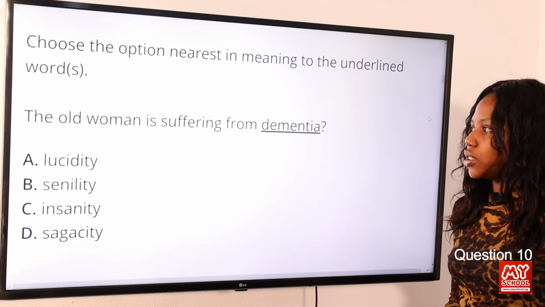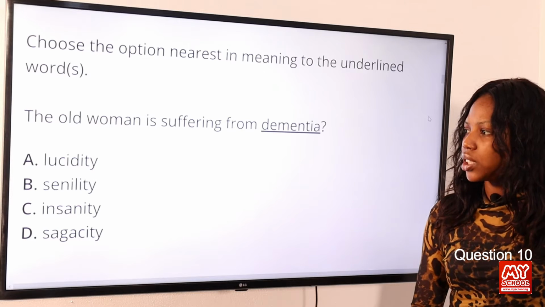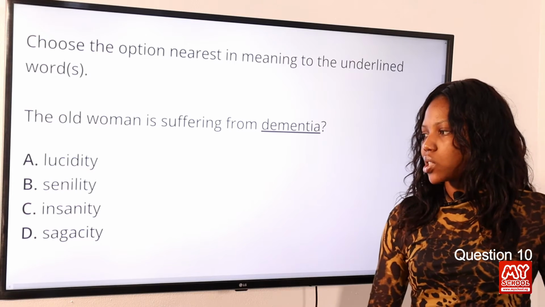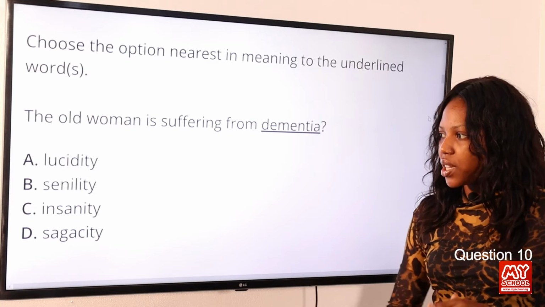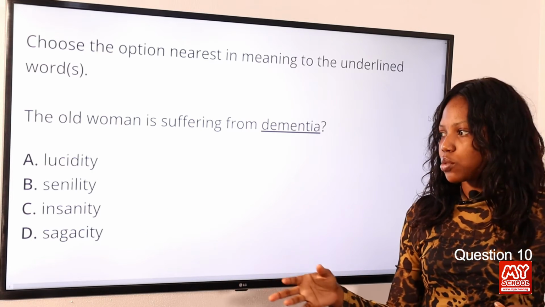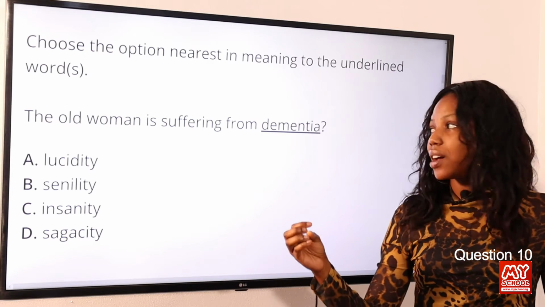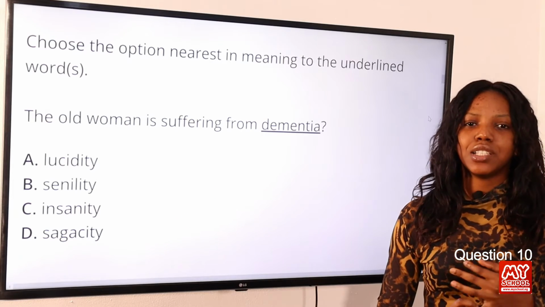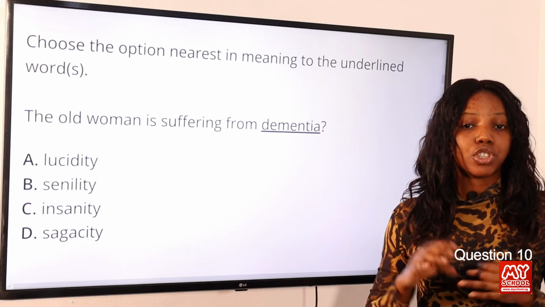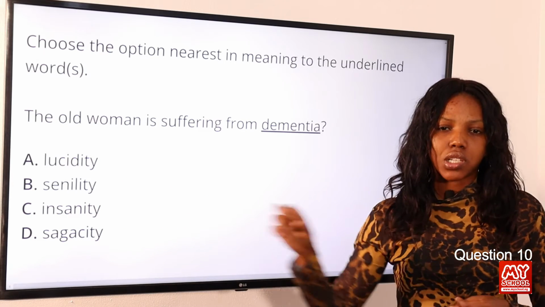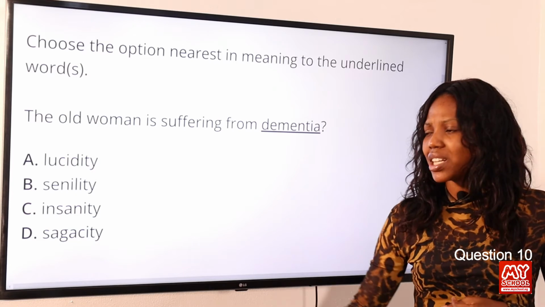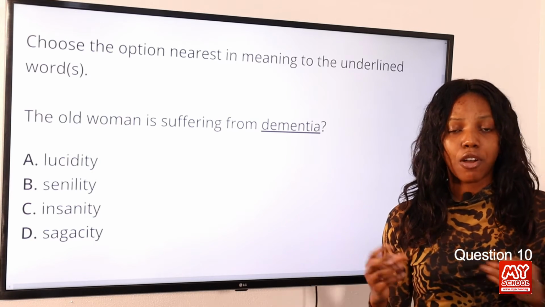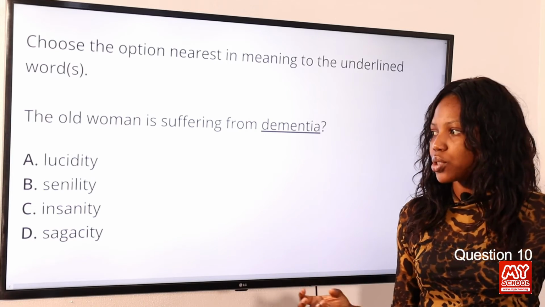Question 10. The old woman is suffering from dementia. Option A, lucidity. Option B, senility. Option C, insanity. Option D, sagacity. The answer to this question is option B, senility. The controversy in this question is between option B and C. However, dementia is a decline in one's mental function and physical strength, which applies to senility too. In senility, your mental function declines and then your physical strength also declines. But insanity has to do with just your mental functioning. Your mind is affected only. So option B is the answer to this question.